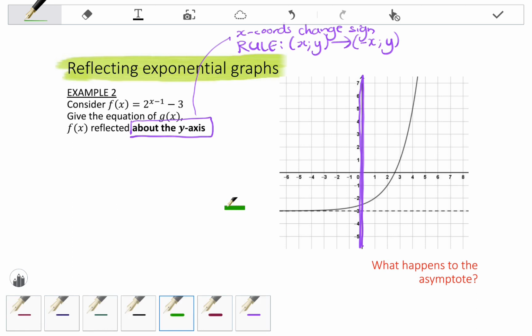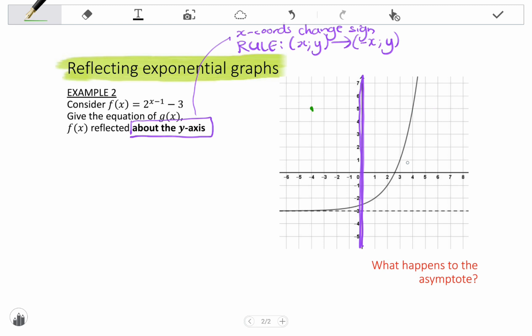So drawing the graph, our asymptote remains unchanged. The asymptote is already symmetrical about the y-axis. But if we look at individual points, the coordinates 4, 5 will go to -4, 5. The coordinates 3, 1 will go to -3, 1. My y-intercept will remain unchanged, and that allows me to draw the graph. So summarizing what happens in the graph, your asymptote is unchanged, only the x values of your coordinates change sign, and your y-intercept is also unchanged.